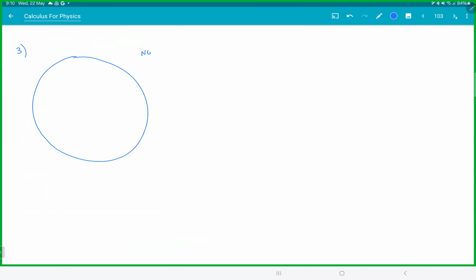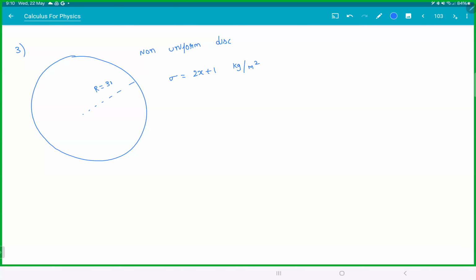So I have a non-uniform disk. Sigma is 2x plus 1 kg per meter square. Means for every 1 meter square, the mass is 2x plus 1. It's not constant, meaning at the center, mass is 1 kg per meter square. At the outside, it is different. The radius of the disk is 3 meters. X is the distance from center. Find the mass of the disk.